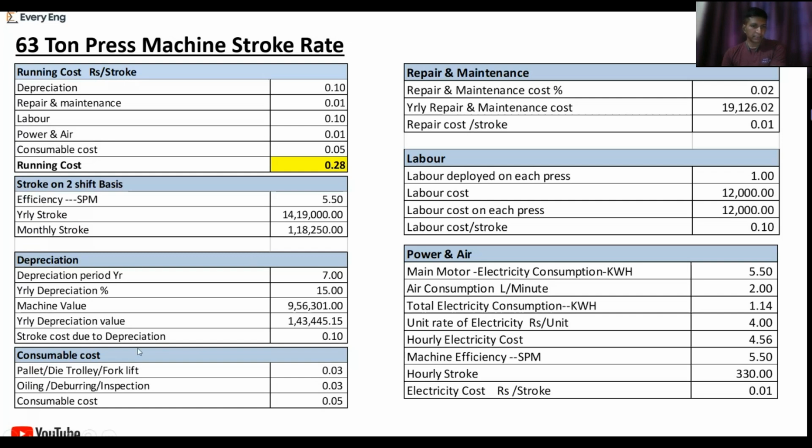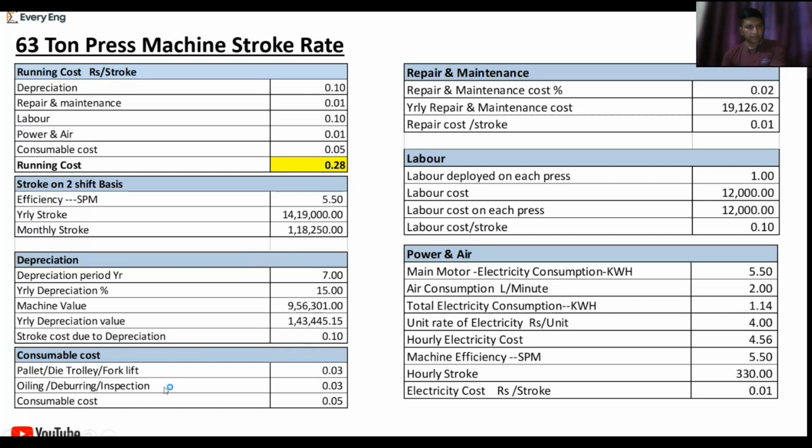If the machine cost is high, the depreciation cost is also high. If the machine cost is low, the depreciation cost is also low. So the running cost of the machine is a very major point.